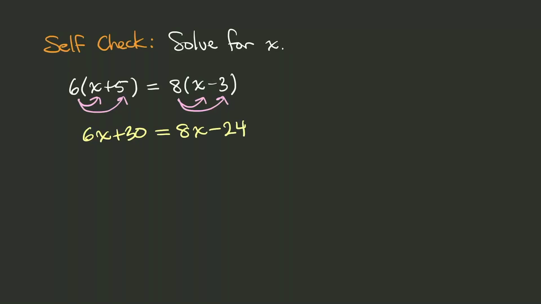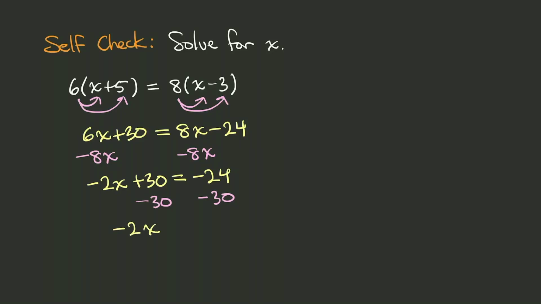Now we need to move all the variables to one side and all the numbers not involving variables to the other. So here we have 8x that we're going to move to the left by subtracting it from both sides. And so we get 6x minus 8x is going to give us negative 2x plus 30 is equal to negative 24. Now we want to get the x term by itself, so we'll subtract 30 from both sides. And that gives us negative 2x is equal to negative 54.